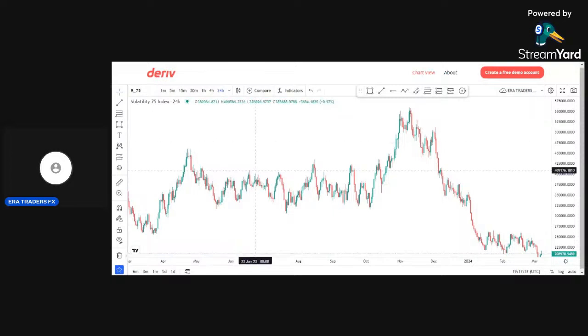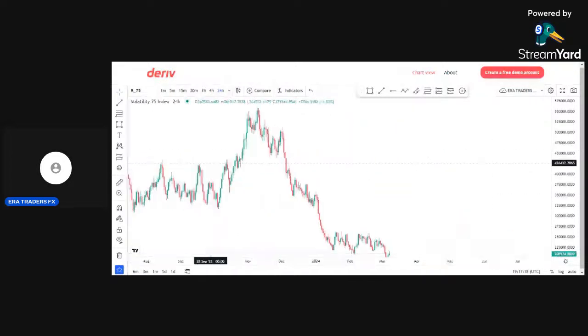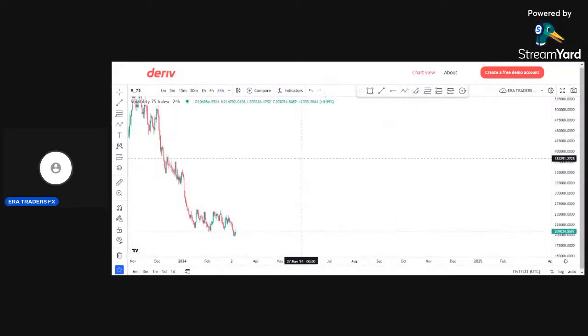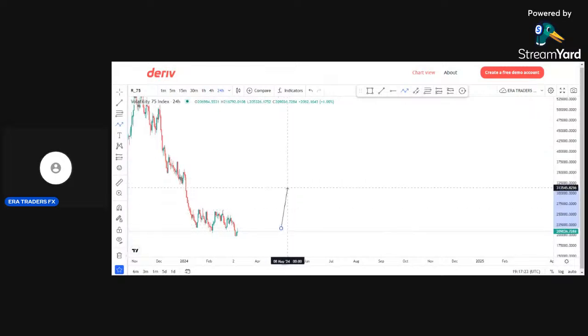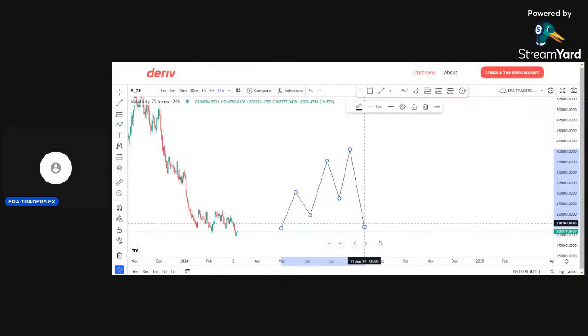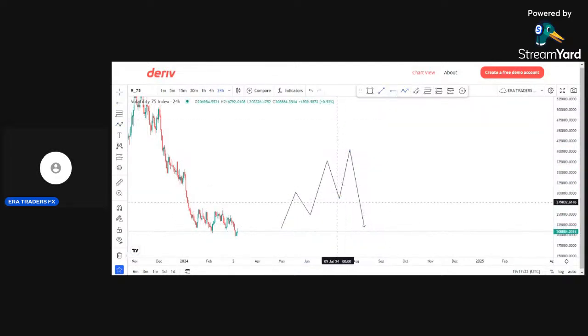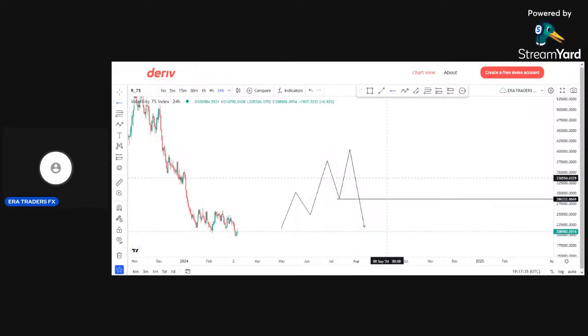So for the breaker block, like I said, there will be a break above before we see the shift of market structure. All right. So this region is your breaker block. So you want to sell from that. You want to sell from this region.